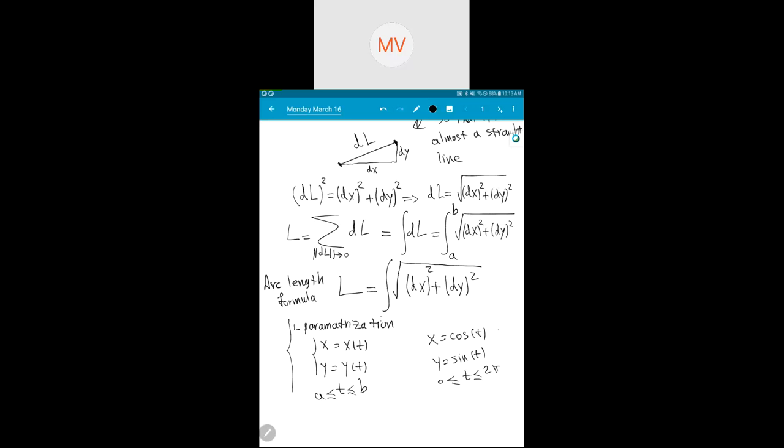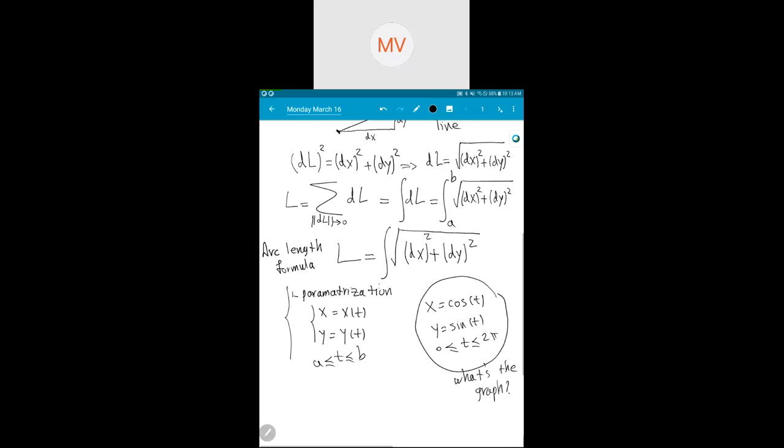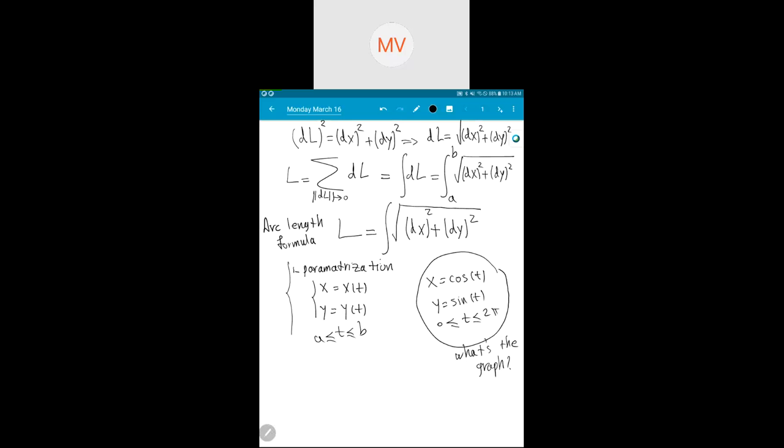Does anybody know what the graph of this parametrization is? If you know, go ahead and type it in the chat room. Correct. It's a circle. Well done. It's a circle basically with radius 1, right? With the center at the origin.